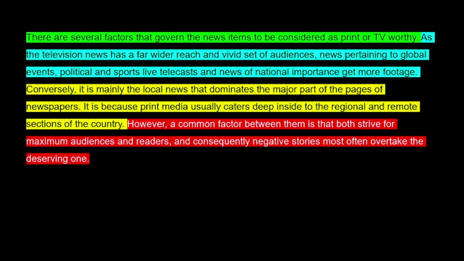The second supporting sentence is highlighted in yellow and it tells the factors. As the first supporting sentence told us about TV, this particular sentence will tell us about print, why it gives a cause and effect, that is, what sort of news shall come in print. Again the sentences are in cause and effect relationship.